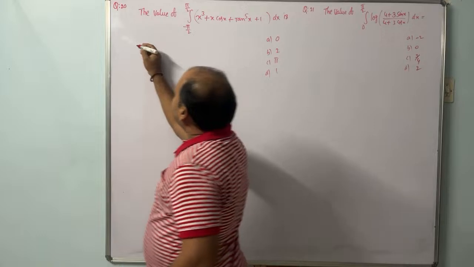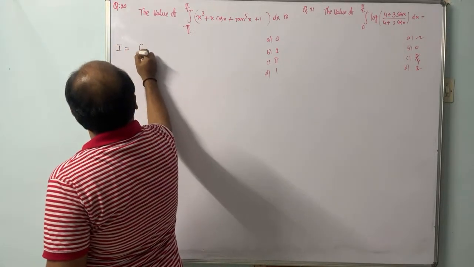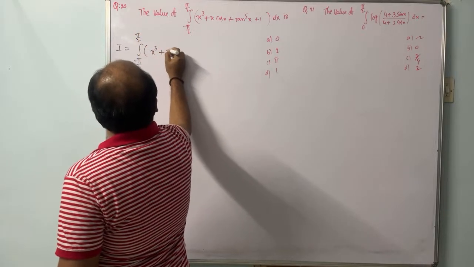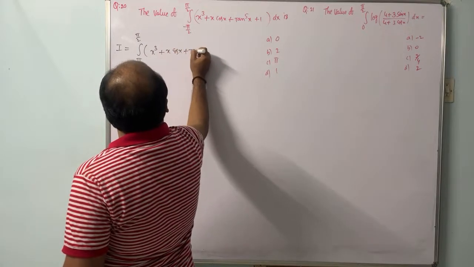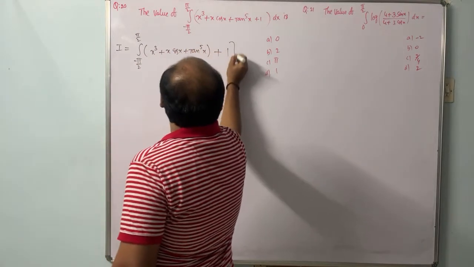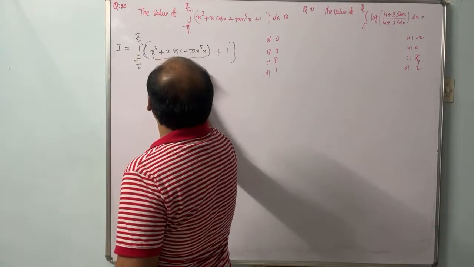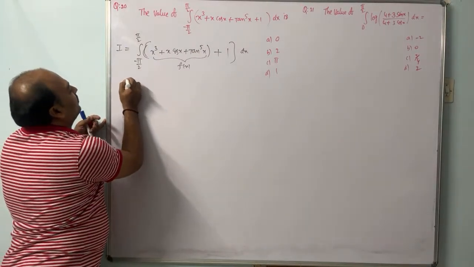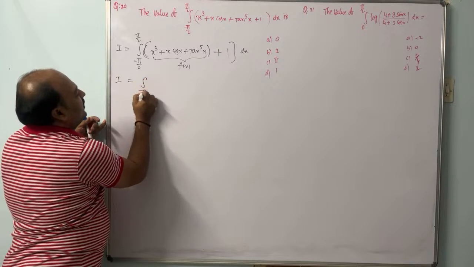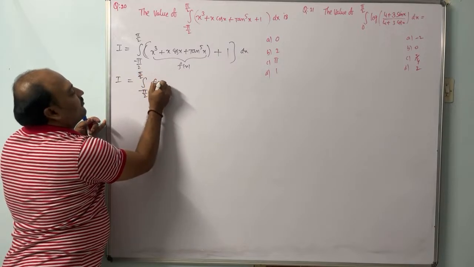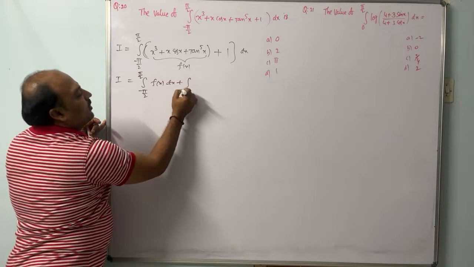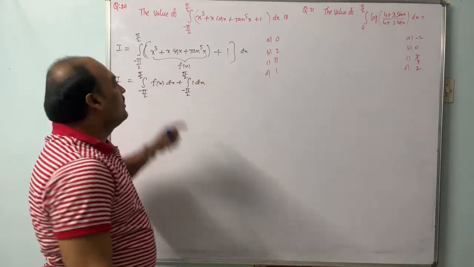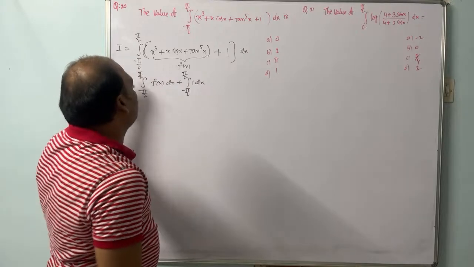Dear students, if you take this question, given integral as I, you can take it, integral minus pi by 2 to plus pi by 2, x cube plus x cos x plus tan power 5x plus 1. You take it as this is f of x into dx. Observe clearly, I is equal to integral minus pi by 2 to pi by 2 f of x dx plus integral minus pi by 2 to pi by 2 1 into dx.